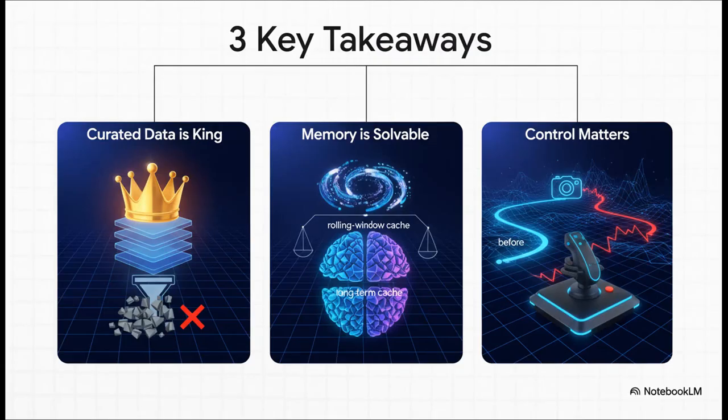Okay, so if you're gonna take away just 3 key things from our deep dive today, make it these. Number 1, curated data is king. That obsessive focus on creating perfect training data wasn't just a nice to have, it was absolutely fundamental to their success. Number 2, the memory problem has a solution. That dual-branch KV cache is such an elegant way to solve that classic tug-of-war between world consistency and real-time speed.